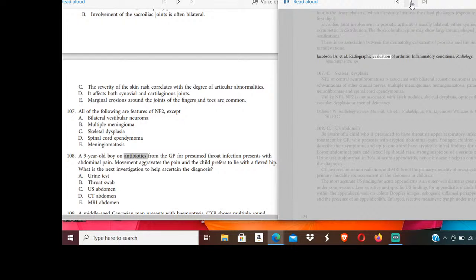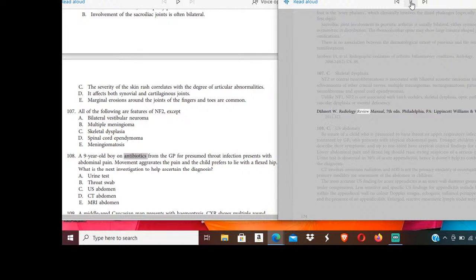Radiographic evaluation of arthritis, inflammatory conditions. Radiology. 2008, 248, 378-89. 107. C. Skeletal dysplasia. NF2, or central neurofibromatosis, is associated with bilateral acoustic neuromas, sine qua non, schwannoma of other cranial nerves, multiple meningiomas, meningiomatoses, paraspinal neurofibromas and spinal cord ependymomas. Unlike NF1, NF2 is not associated with Lisch nodules, skeletal dysplasia, optic pathway glioma, vascular dysplasia, or mental deficiency.